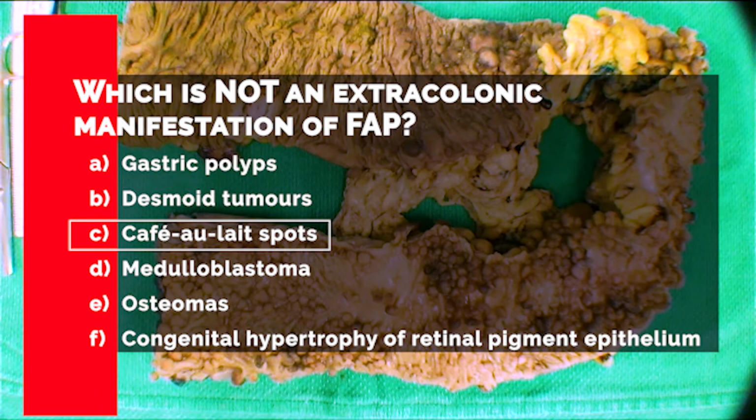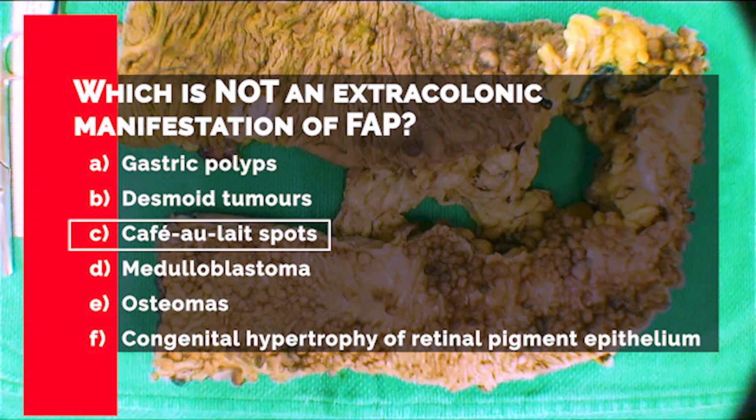Desmoid tumors, of course, quite common. We see that a lot here, mostly because we're a sarcoma center, but also from the GI perspective. Medulloblastoma, what's the other name of the familial syndrome that's associated with? Turcot, yes. Osteomas and CHRPE, or congenital hypertrophy, or any ocular type of problem. That's also quite common in FAP, and in fact, part of their workup is an eye exam.